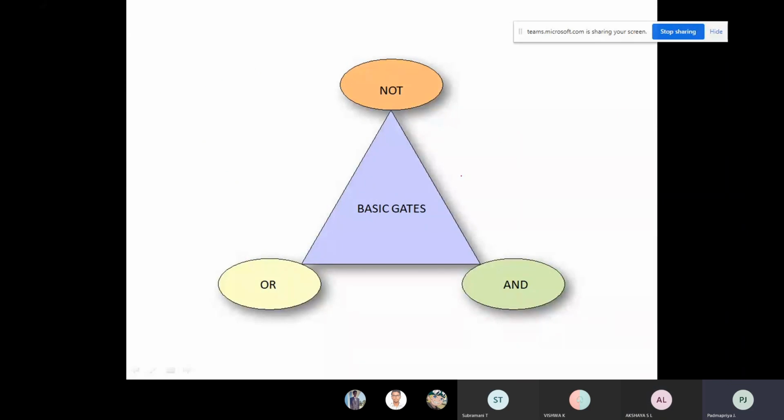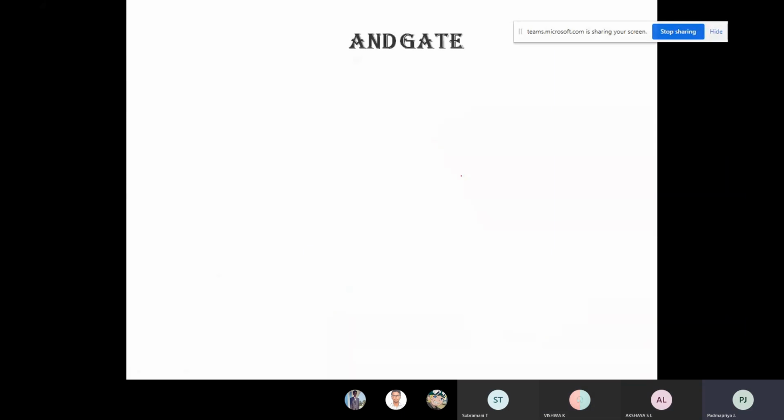Basic gates are nothing but AND, NOT and OR. Initially, the AND gate. The logic symbol of the AND gate will be like this. Can you observe this, Vishwa? It has two inputs. One input is mentioned as A, the other input as B. It has only one output. The yellow representation is input and the red representation is output. The output is represented as C.